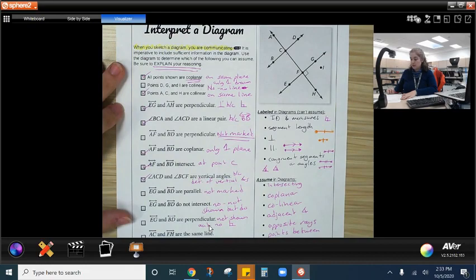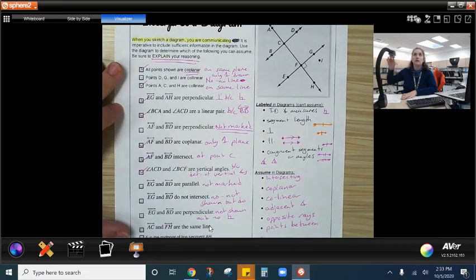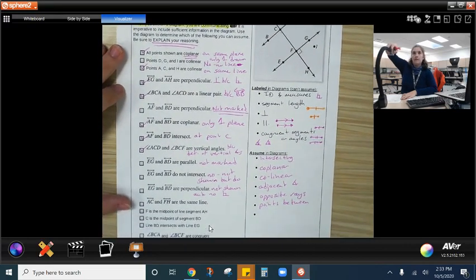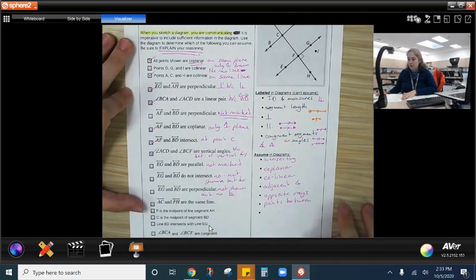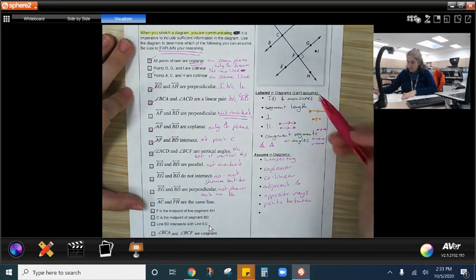I'm going to slide this a little bit so you can see some of the rest of this. Maybe I can do it like that. There we go. Not perfect, sorry. Point D is off the page a little bit.